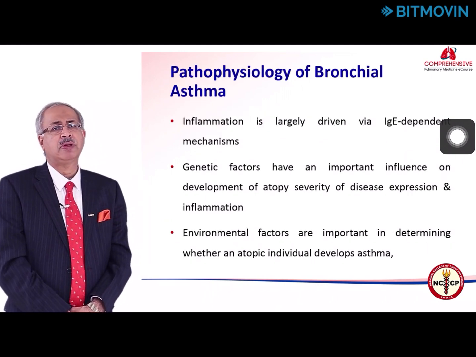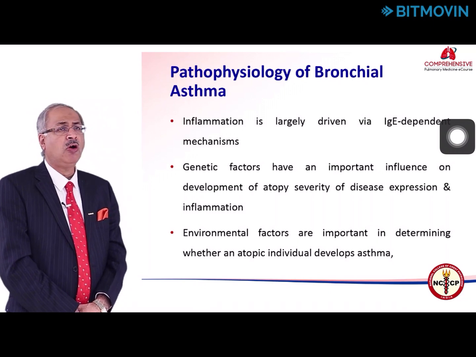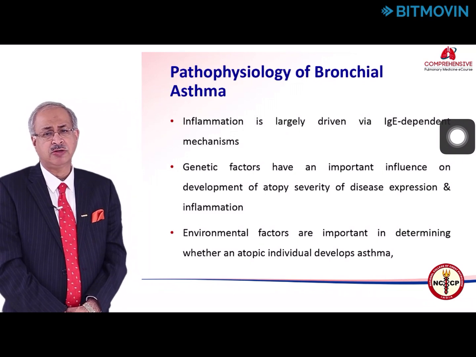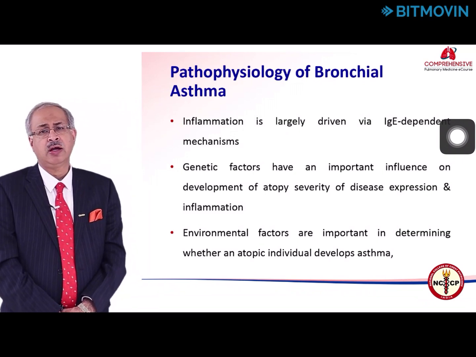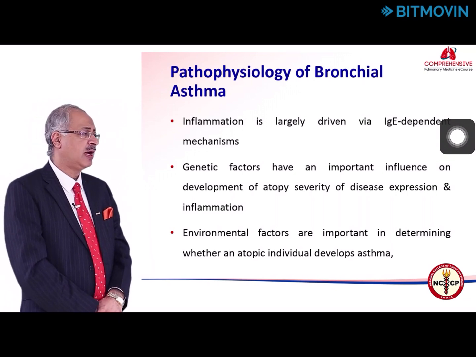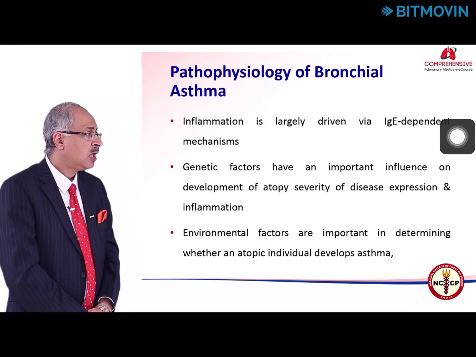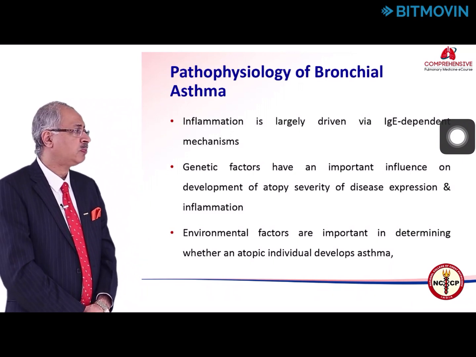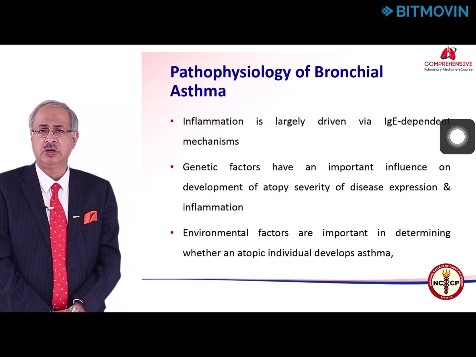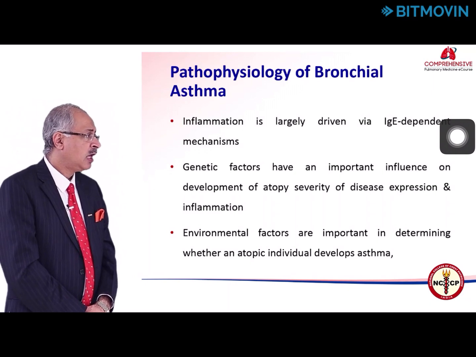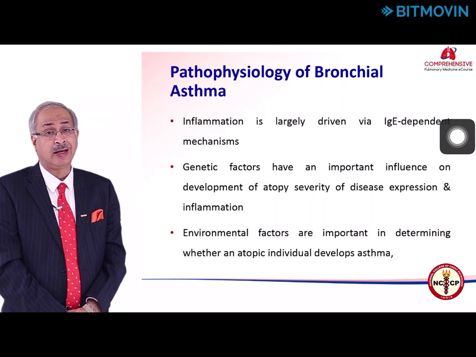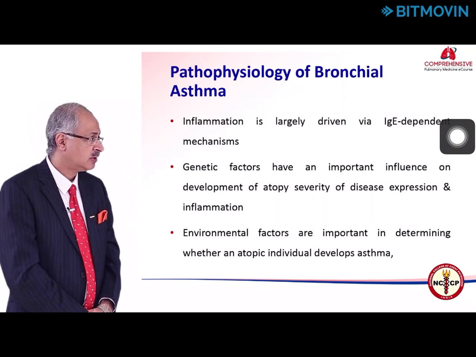When we talk in terms of pathophysiology of asthma, what we all know is that today asthma is defined, as we discussed just now, as an inflammatory disorder. Now the question is what causes this inflammation, and we all know that usually it is driven by IgE dependent mechanisms. But at the same time, genetic factors also have an important influence on the development of atopy, which is a predisposition of an individual to develop allergic diathesis, and on the expression of atopy clinically in the form of allergic diathesis.